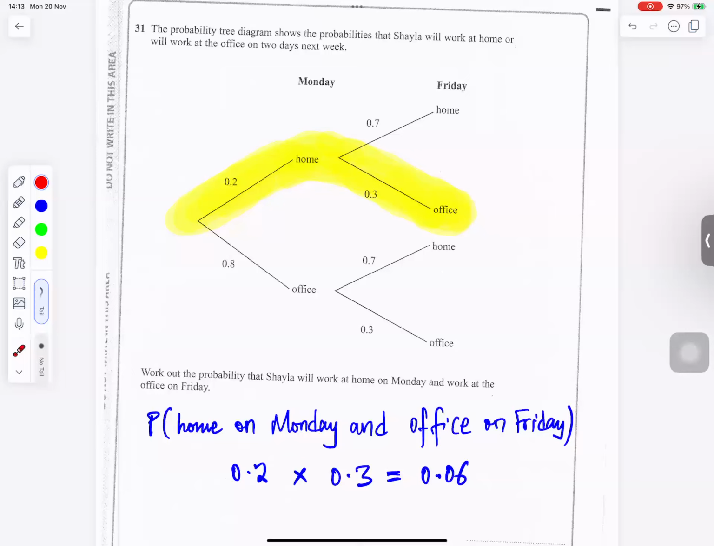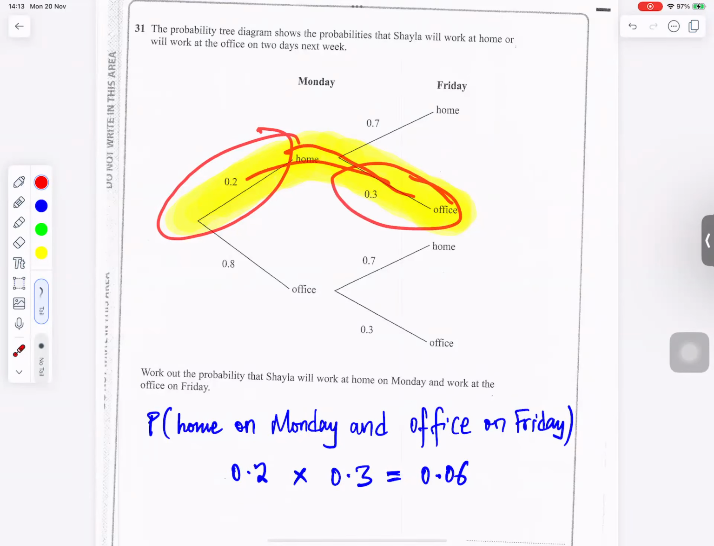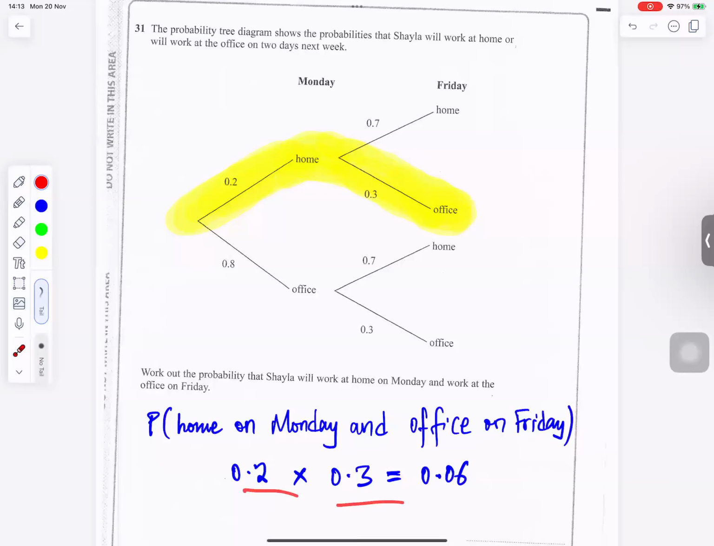Number 31, there's home and office. When you add the two, it has to be 1. Add these two, you get 1. Add these two, you get 1. So work out the probability that Sheila will work at home on Monday and at the office on Friday. At home, 0.2. And then after that, office, 0.3. You times them. 0.2 times 0.3 is 0.06.